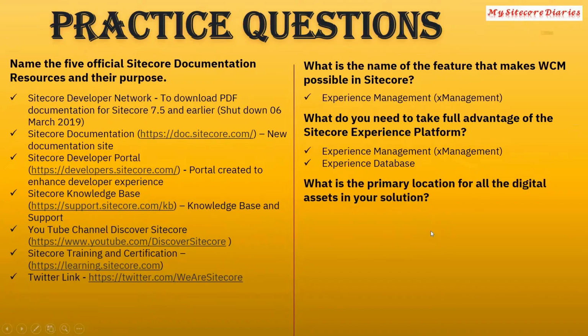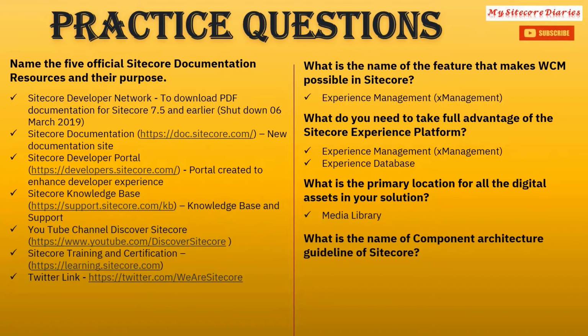Next question is, what is the primary location for all the digital assets in your solution? Basically where you will store the digital assets. It will be the media library. Then, what is the name of the component architecture guideline of Sitecore? So what is the design guideline for Sitecore? It is Helix.